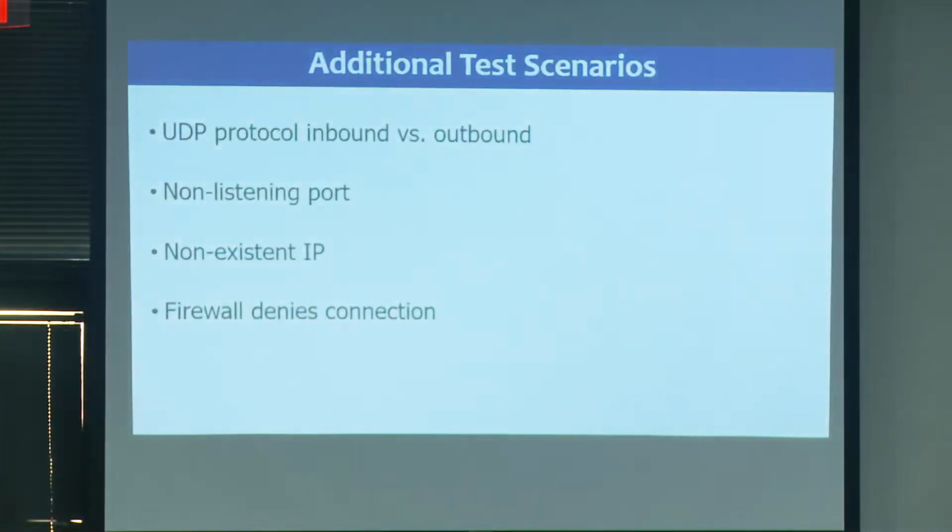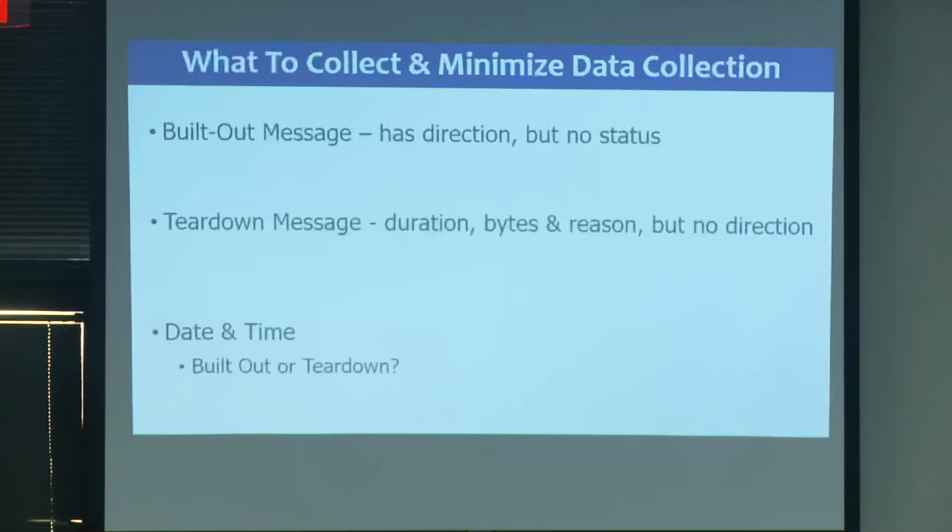Some other things to test. What does that look like on the UDP side? Is it the same ASA code, or is it different? What if you have a rule that blocks the traffic on the firewall, and how does that connection look? Or the syslog message, or if the IP doesn't exist, right?